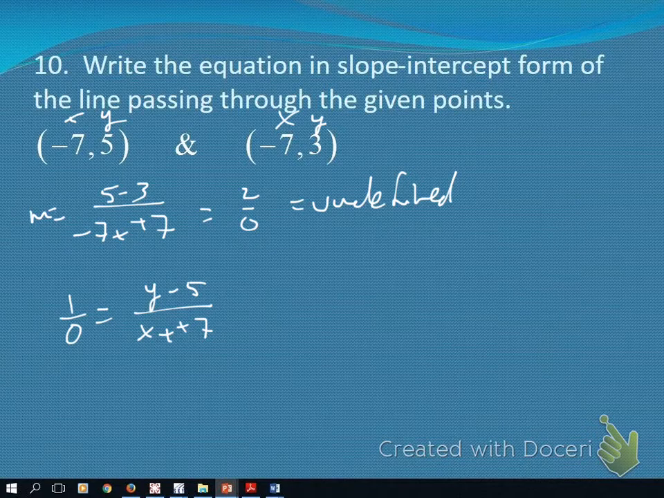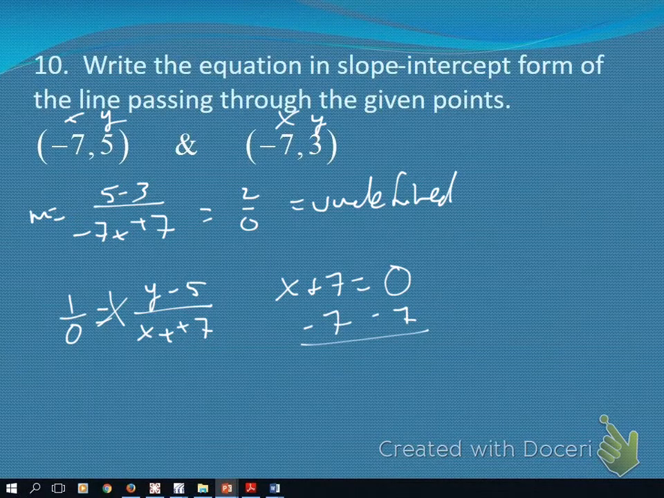Okay, just to make the math a little easier. Now we cross multiply. 1 times x is x. 1 times 7 is 7. 0 times y minus 5 is just a big fat 0, nothing else. So we subtract 7. x is equal to 7, and we're done.